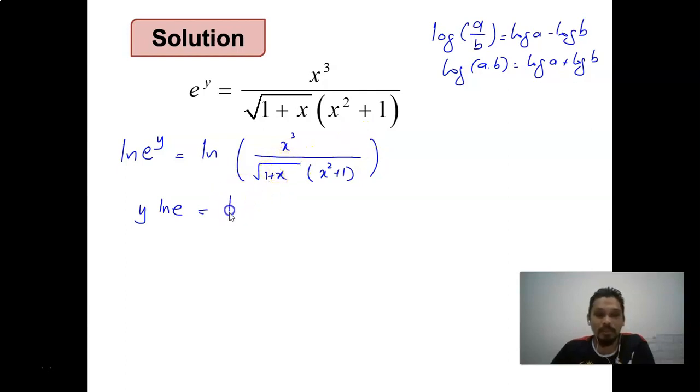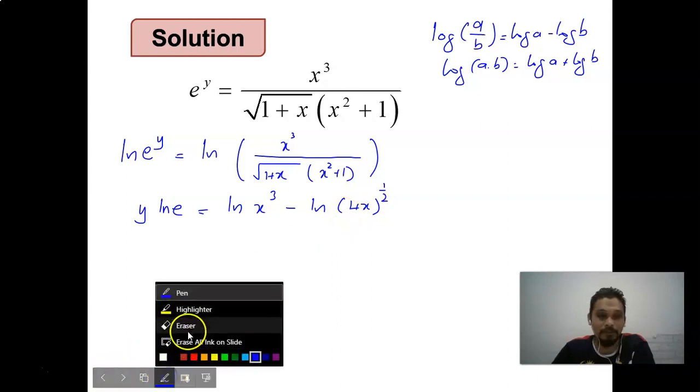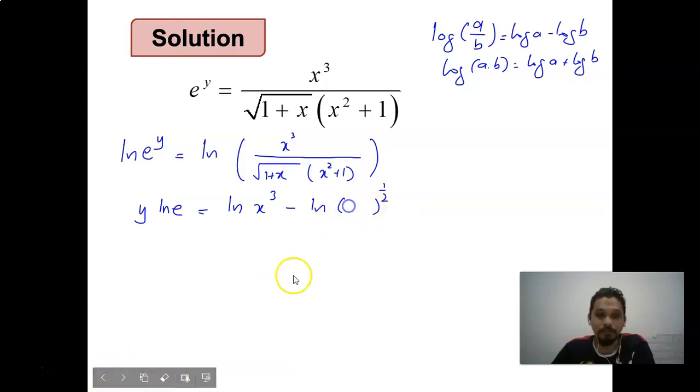So you come out with natural log of x cubed, minus, we divide here and also divide this one, minus natural log of 1 plus x. Square root means to the power of half. So 1 plus x to the power of half, and then minus natural log of x squared plus 1.